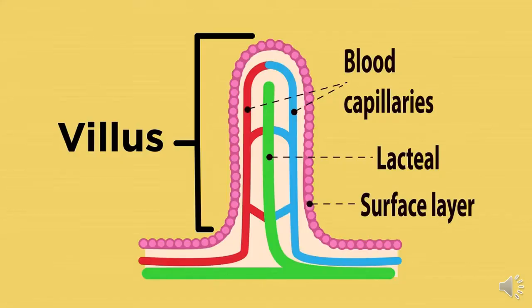So this is another photo of the villus. It contains the blood vessels. The smallest blood vessels we call capillaries. And this green one is the lymphatic vessel. Actually, we call it the lacteal.